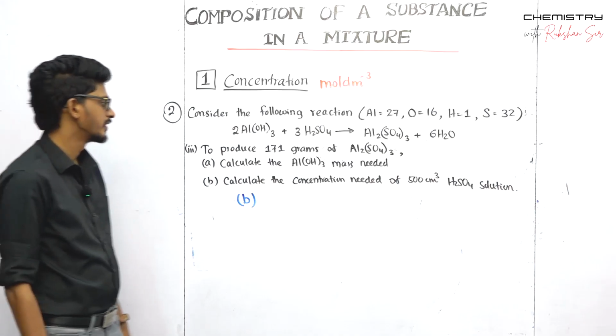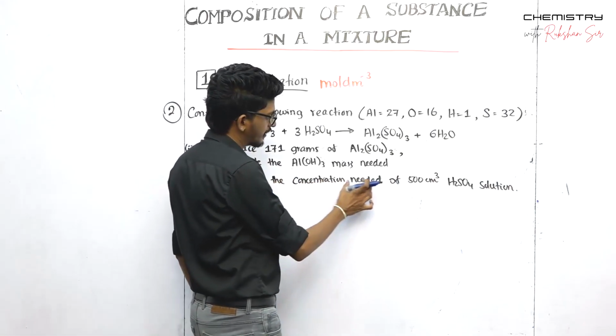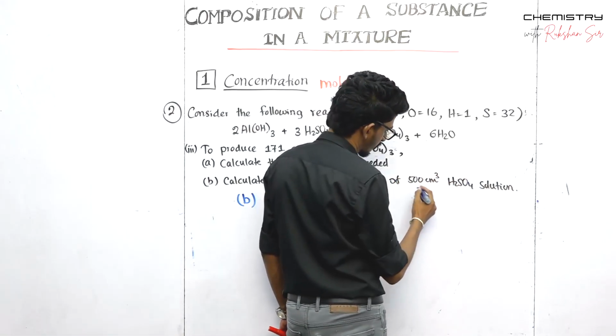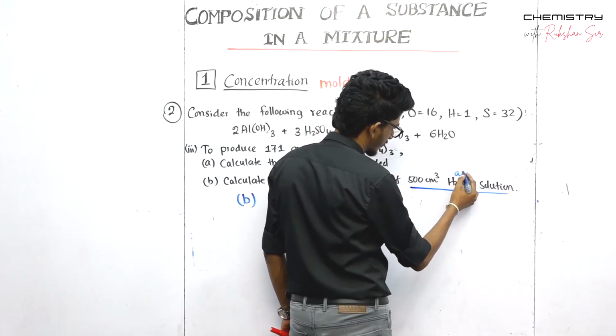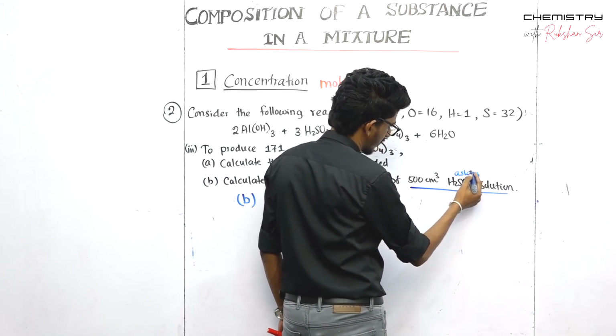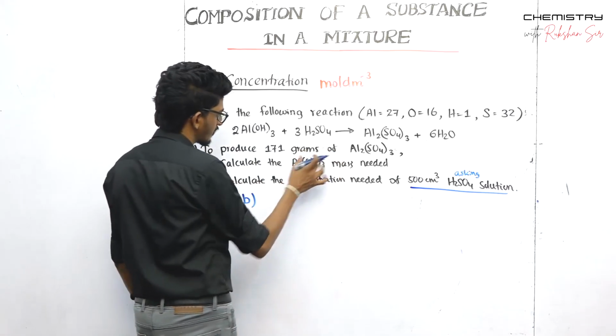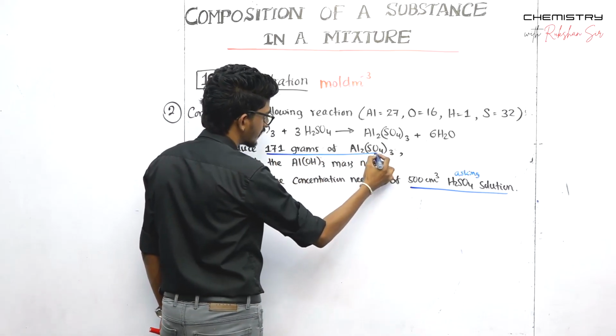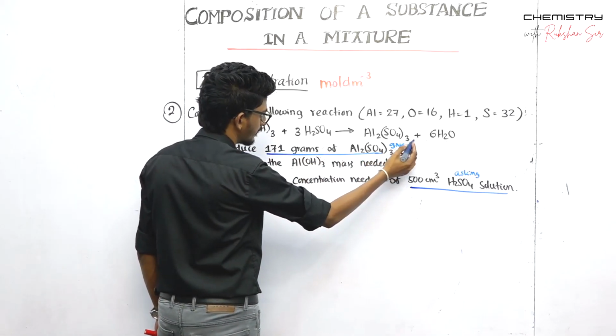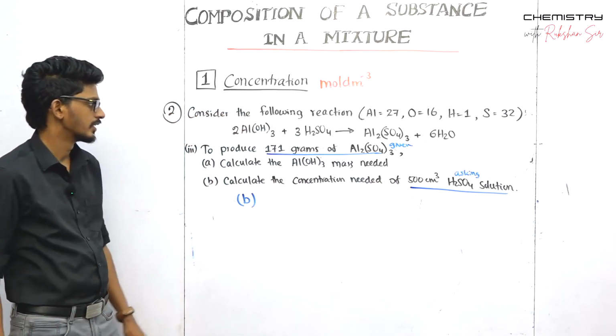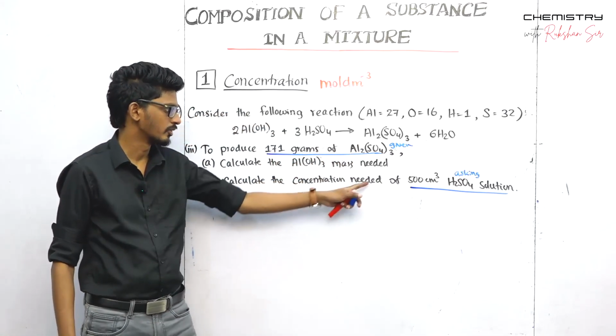So, asking data: calculate the concentration needed of 500 cubic centimeters H2SO4. This is the asking thing, the asking chemical, H2SO4. And the given thing is this one, the given data. They have given some data about the aluminum sulfate and they are asking about H2SO4.